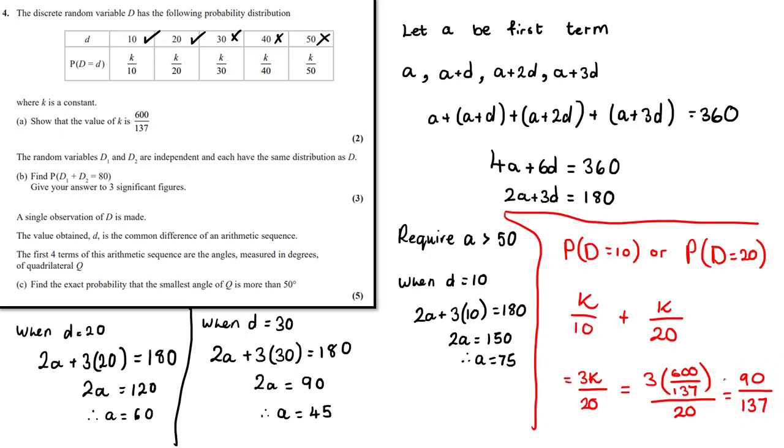Okay, and that's our solution there. So make sure you give this as an exact probability. Don't write it as a decimal. Give it in its fraction form. Okay, so there we have it. That's the solution to part C and to question 4.